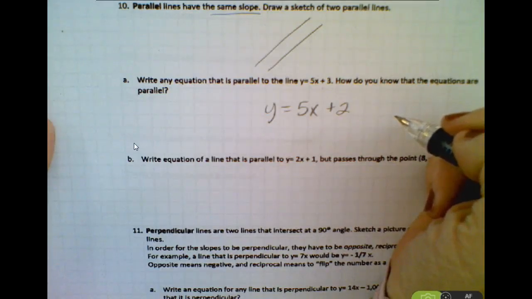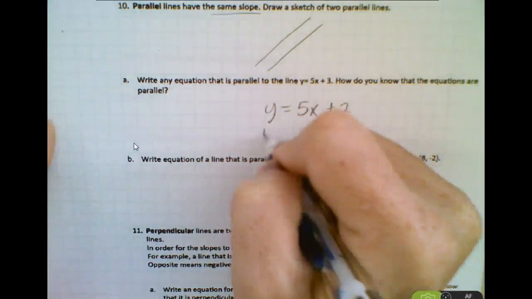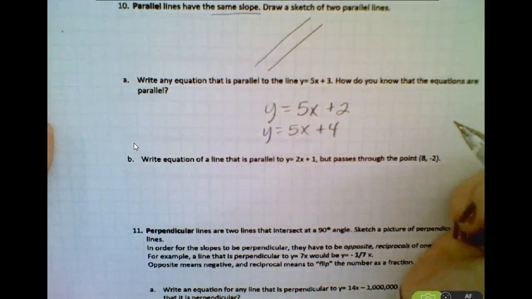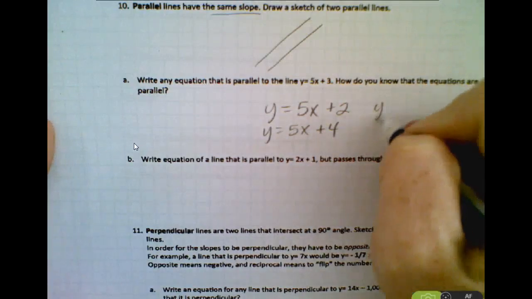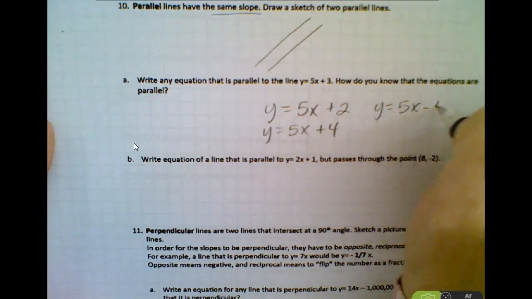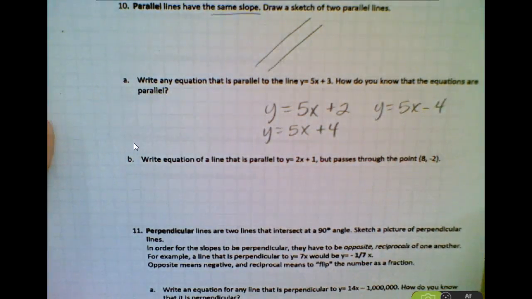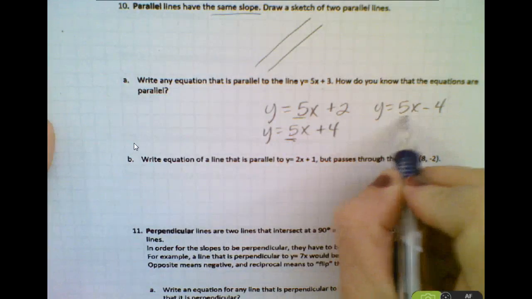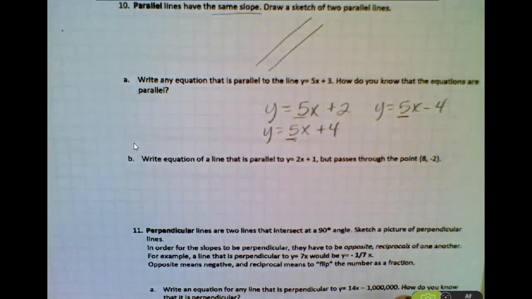Thank you. Killian? Okay. y equals 5x plus 4. Could we do y equals 5x minus 4? Yes. Absolutely. These are all parallel lines. Okay? Can you do y equals 10x plus 6? Does it have the same slope? Yes. Okay, couldn't do that. Slope has to be the same. The only thing that's changing in there are the y-intercepts and where you begin.